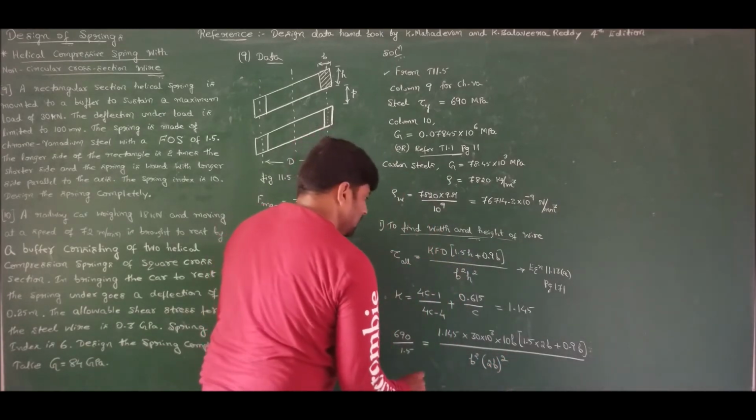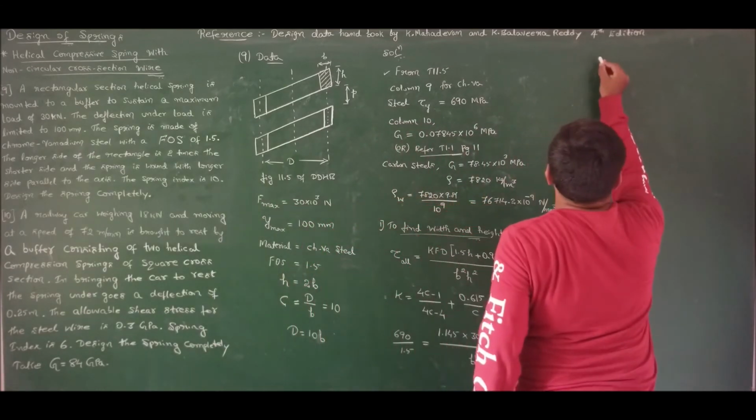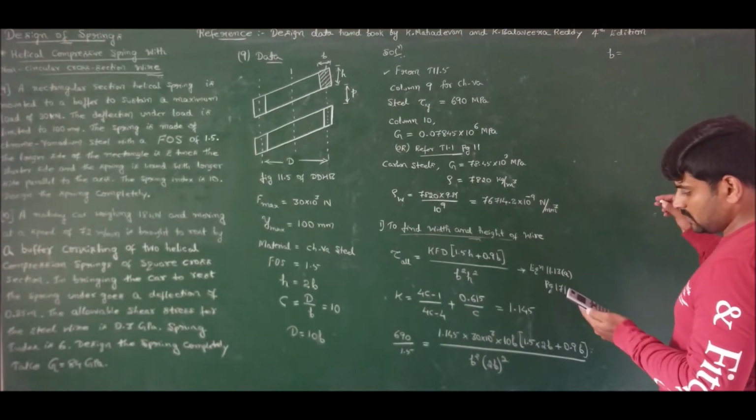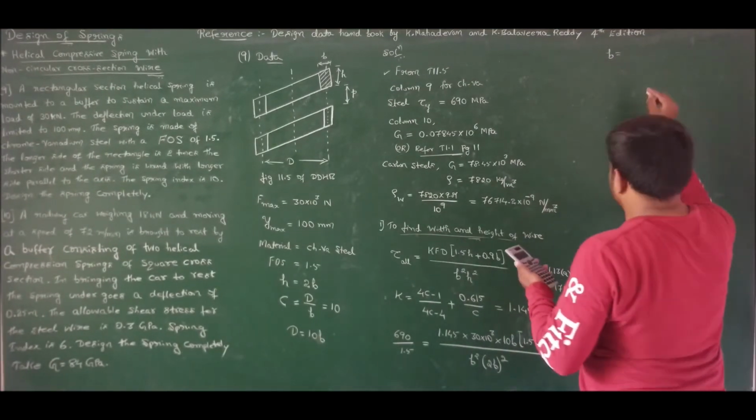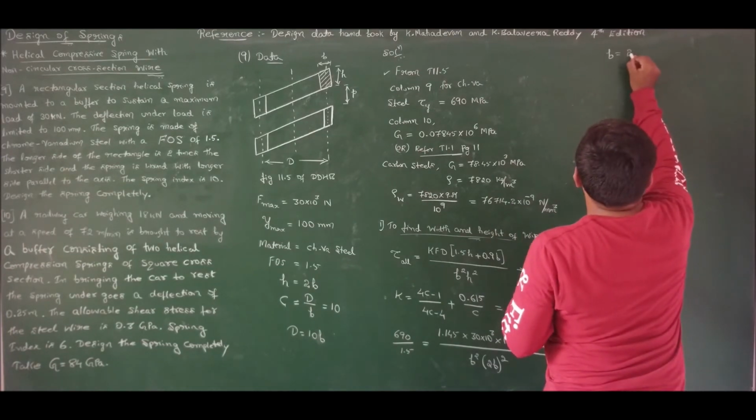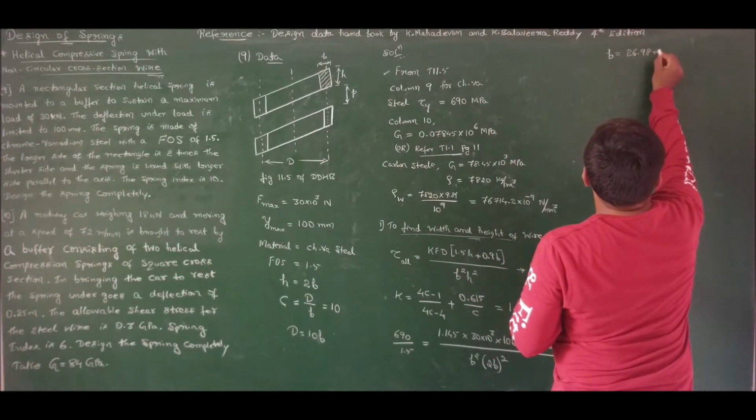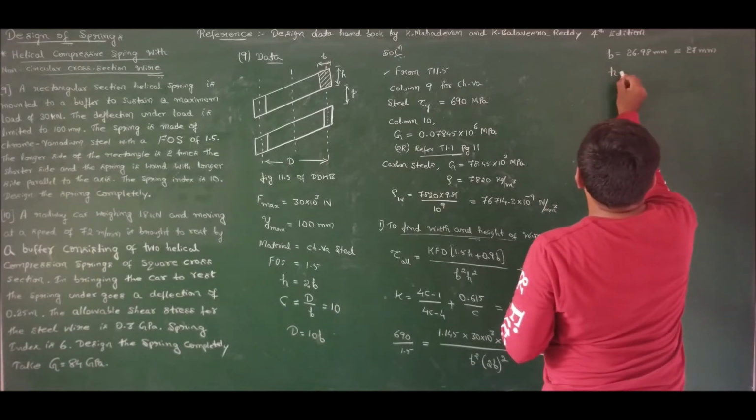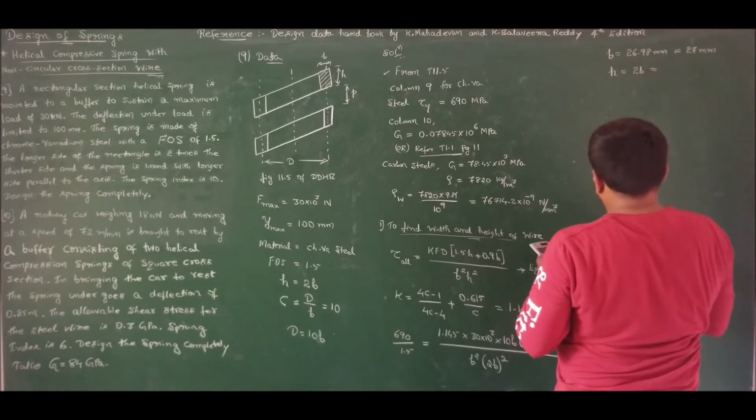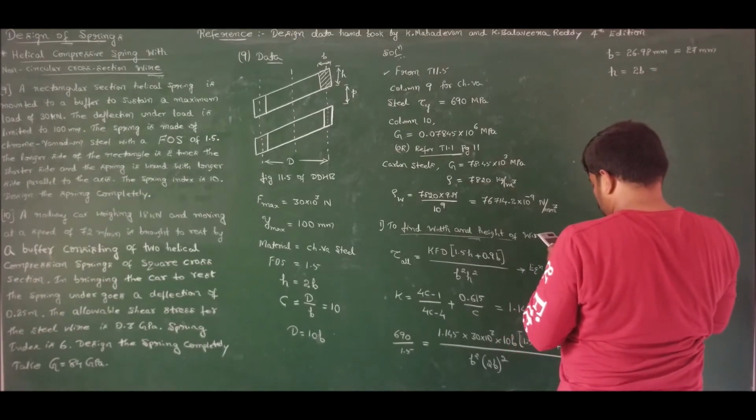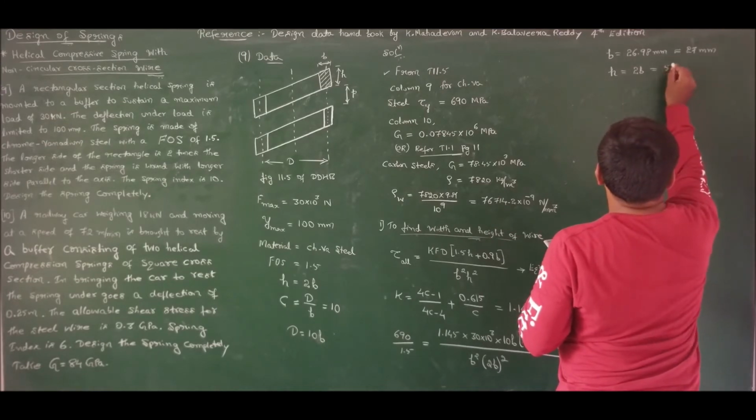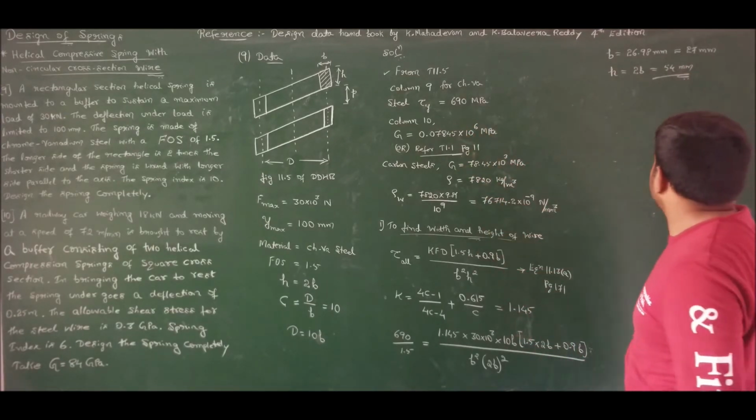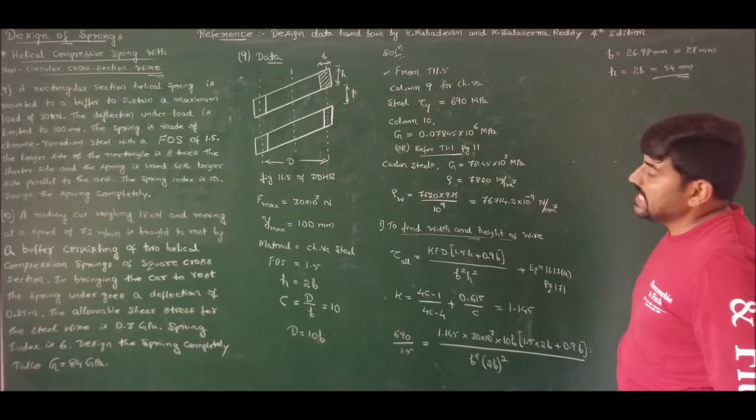If I solve this, I'll get the value of B as 26.98 millimeters, which is nearly equal to 27 millimeters. Now we know that H is equal to 2B, so 27 into 2 is 54 millimeters. This completes the calculation of width and height of the rectangular cross section of the helical compressive spring.